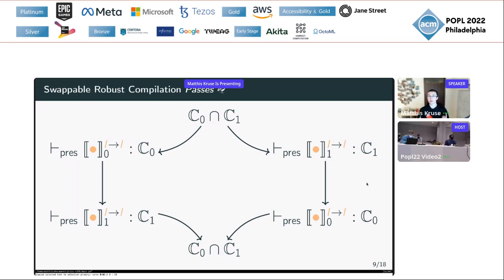So first running pass 1 and then pass 0, and this little corollary gives compiler writers the formal guarantee that it is acceptable to swap around robust optimization passes, which is important since the order of optimizations influences the quality of the emitted code. As an example, take common subexpression elimination for pass 0 and copy propagation for pass 1. Assuming they have been proven robust, it doesn't matter from a property preservation perspective in which order we run them.